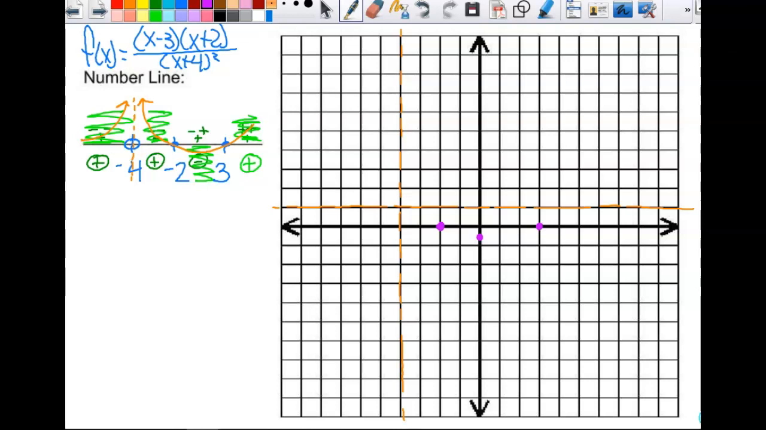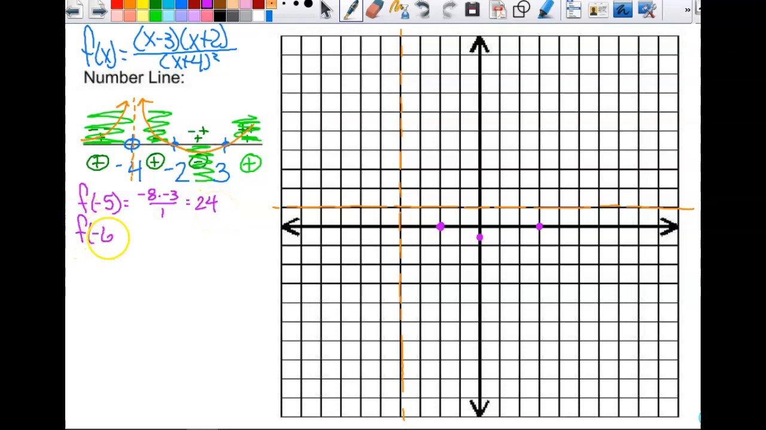So clearly I'm going to have to find some other points. I know from -infinity to -4 my function's positive, so it should be something like this, but I've got to get some points in there. So we'll start with f of -5. So that would give me -8 times -3 over 1. So that's 24. That's way off my graph. That doesn't help me at all.